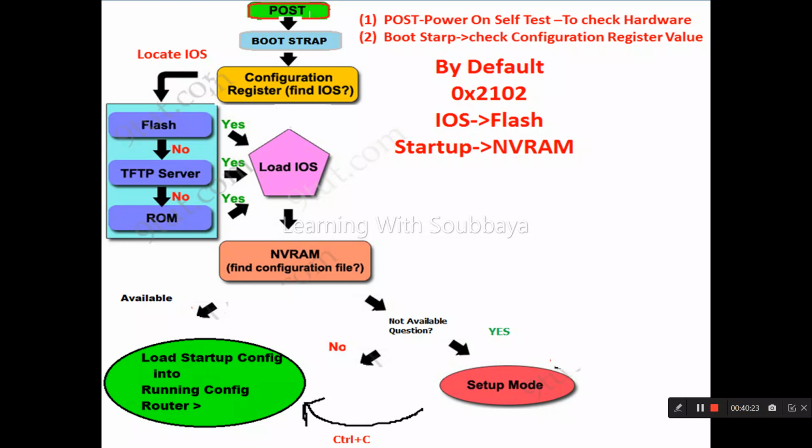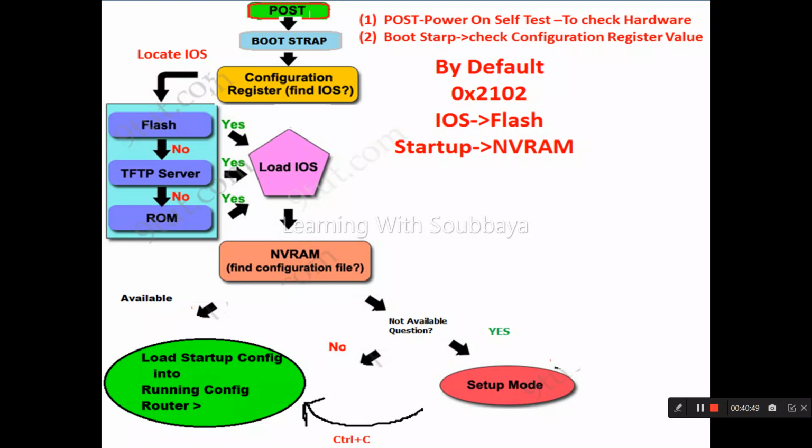Suppose the IOS is not available, where do I need to check the IOS? Then I need to check the IOS in the TFTP server, whether it's available or not. If the IOS is also not available on the TFTP server, then I have to check in the ROM. If the IOS is available in the ROM, directly load the IOS. Okay, and then locate it.